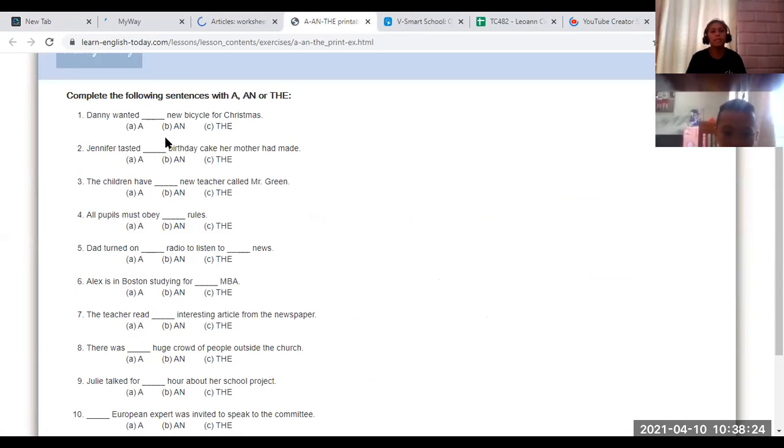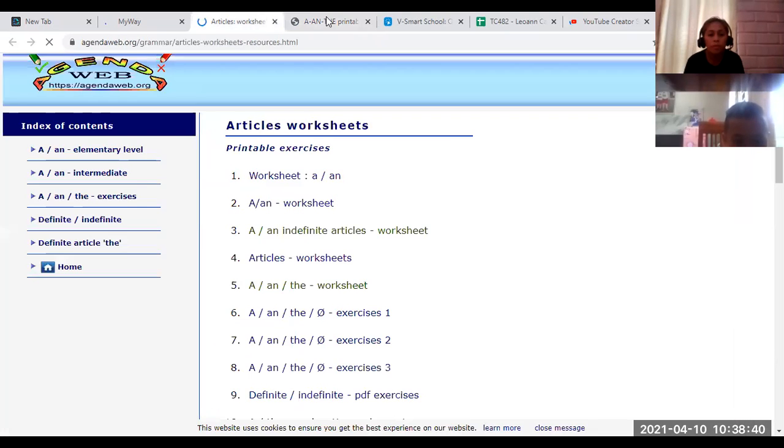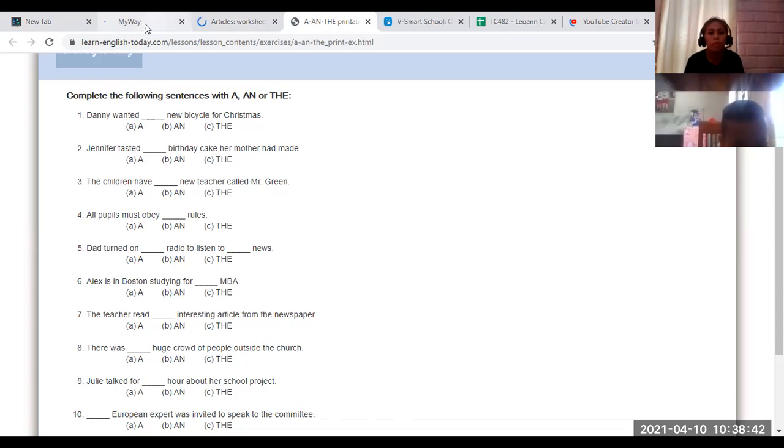Okay, please answer this. Complete the following sentences with a, an, or the. Okay, you write your answer. Oh, just underline the answer. Underline only, Kyo. Just underline the answer. Please underline the answer only. Underline the letter.